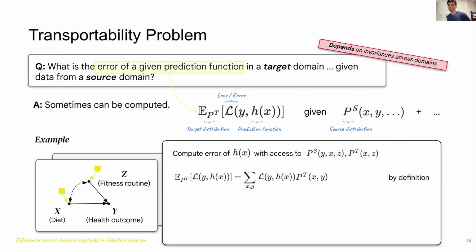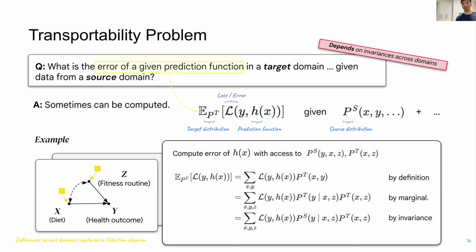And so let me just work through a couple of simple derivations to show you how ultimately you can compute the error from the given information in some cases. By definition, you can write the expectation as this weighted sum with respect to the target distribution, which you can then manipulate a little bit to marginalize over z and then decompose the joint distribution into these two terms.